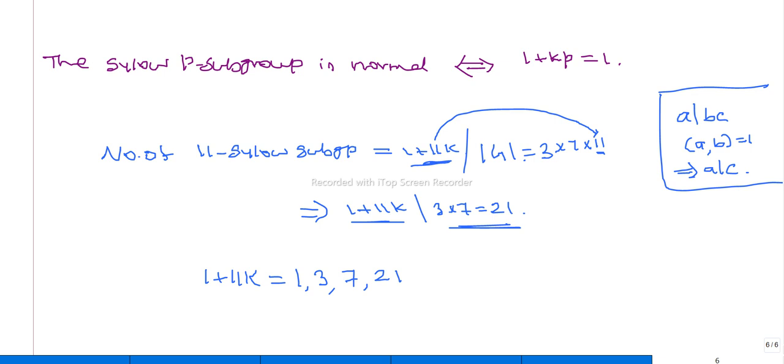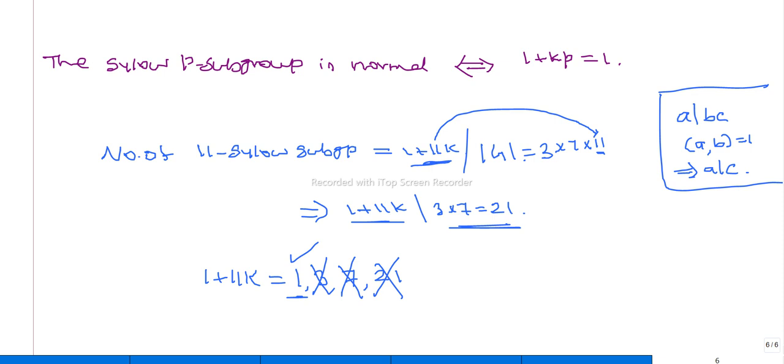Now for what values of k will you get 3? K should be positive. For any value of k you will not get 3. If k equals 0 we get 1. Again, if you substitute any value of k, you will not get 7. If you substitute k equal to 1, you get 12. So therefore you will not get 3 and 7. What about 21? If we substitute k equal to 2, we get 23. You will never get 21. Therefore that is also not possible. Therefore the only possible value is 1. So now we found that the number of 11 Sylow subgroups is only 1.